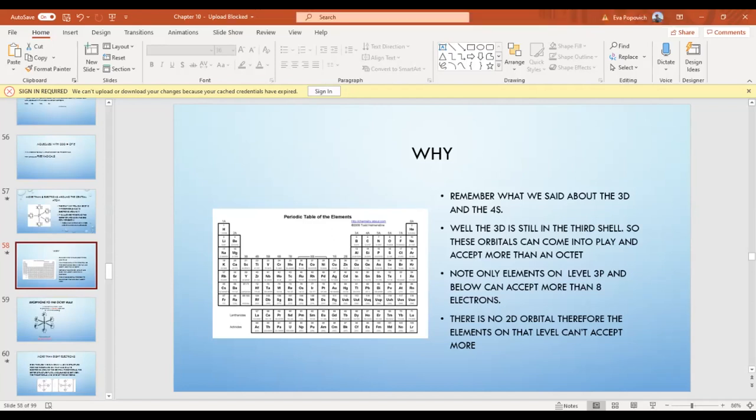But yeah, that makes sense. Well, basically, if I have sulfur, you have to understand that sulfur has 3D orbitals it can draw upon. Nitrogen has no 2Ds to draw upon. Does that make sense? Yes.